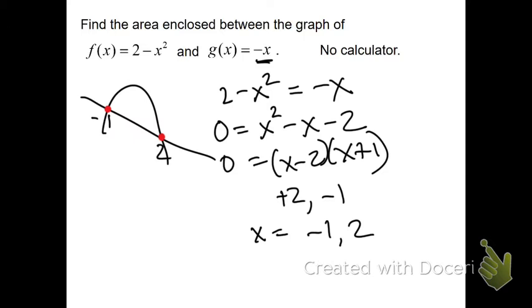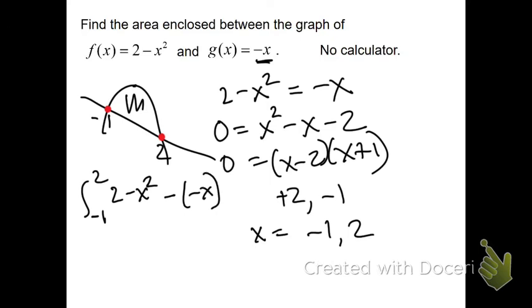So now we know we're going to integrate. To get this area, we would integrate from -1 to 2. And then you have to figure out which curve is on top. Well, I think it's pretty obvious that the parabola would have to come first. So we're going to do 2 minus x squared minus the line, -x.